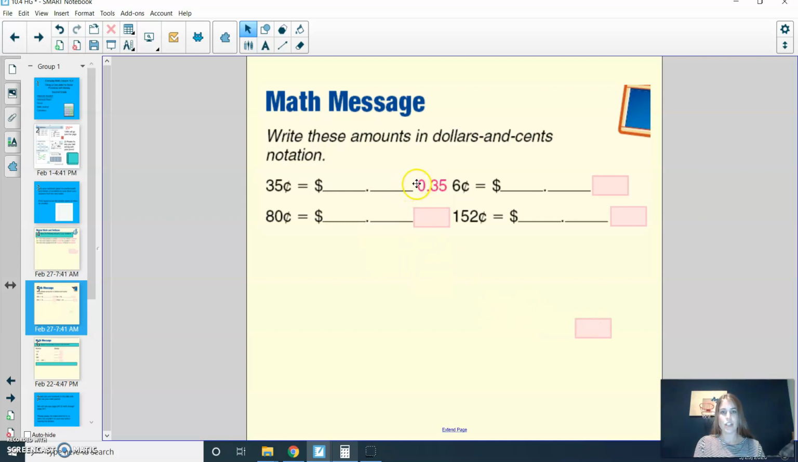would look like this. You could also have that dollar symbol in front of the zero, which would be best. 6 cents. Again, put your dollar symbol in front of that zero, but otherwise 0.06. 80 cents would look like this. And lastly, 152 cents would be the same thing as $1.52. And all of these should have that dollar symbol in front.